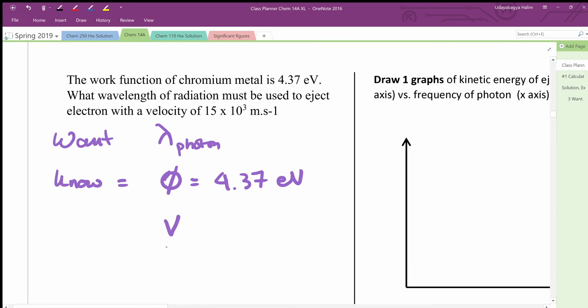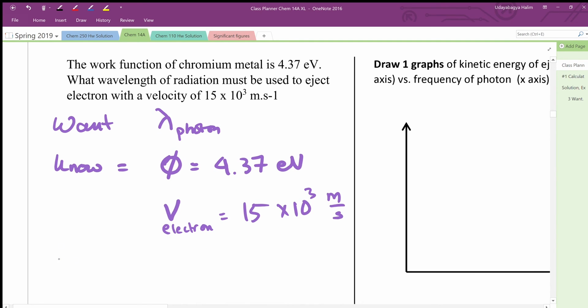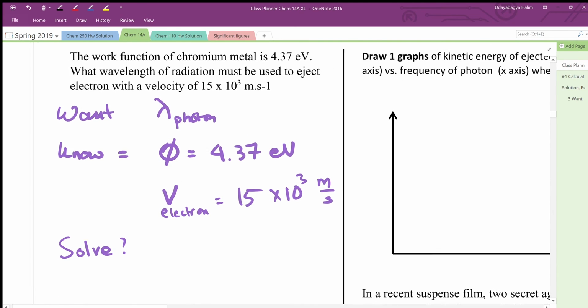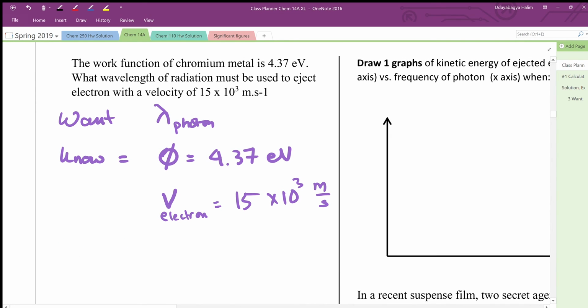The velocity of the electron is 15 times 10 to the power 3 meters per second. And how do you solve the problem? The equation that you needed is on the previous page. We know this is a photoelectric effect, so the main important equation is that the energy of the photon is equal to the work function plus the kinetic energy of the ejected electron.